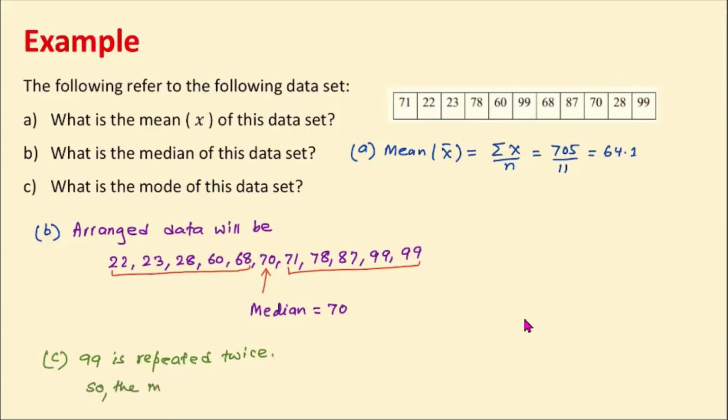So the mode is 99. It's because the most repeating data value is the mode. That's why the mode is 99.